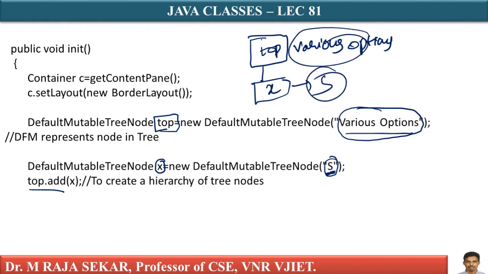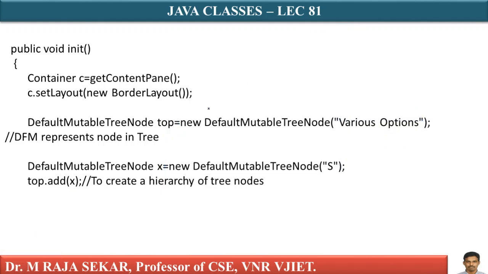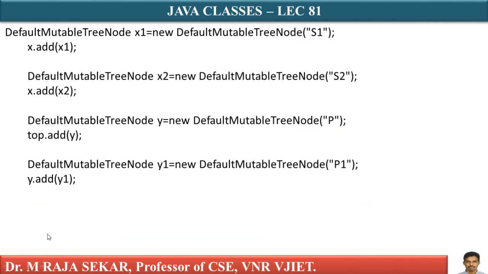The root node variable is top and the subnode variable is X. But the root node name is various options and the subnode name is S. top.add(X). I have to create one more, after S, with the name P. In a similar manner, I can create a node with P.